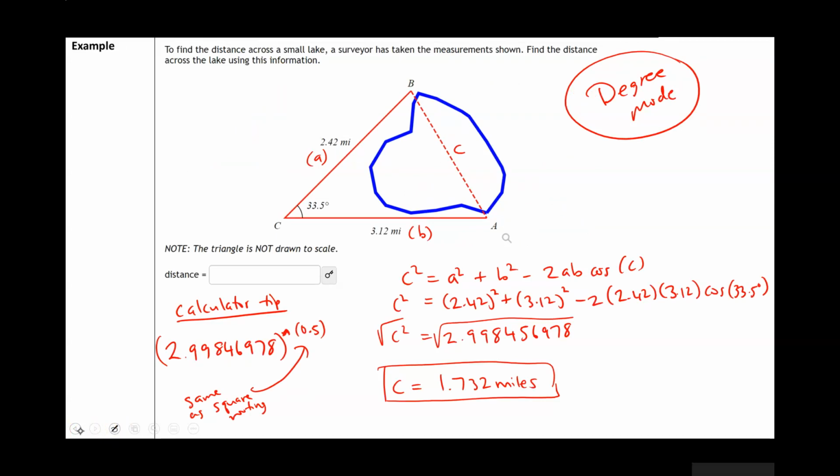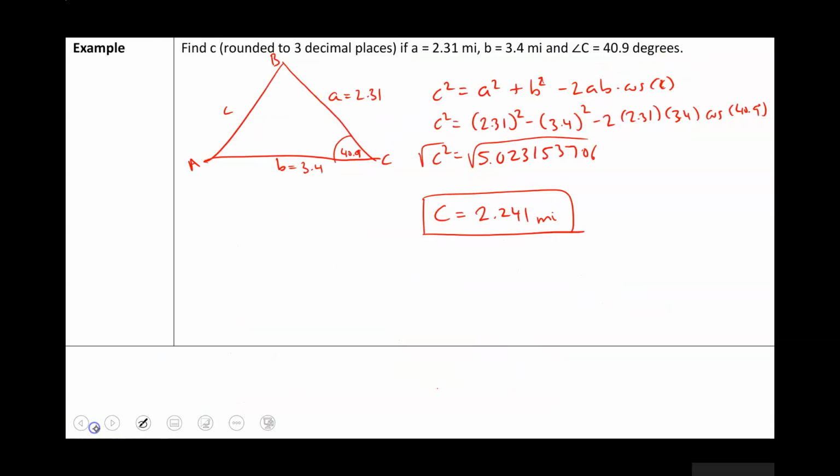Let me make sure I included units on the last one. I did. Okay, perfect. Again, calculator tip. Instead of doing a square root, once you have that 5.023153706 in your calculator, you can just put your exponent key, whatever your exponent key is, and then raise it to the 0.5 power, which is the same thing as square rooting.